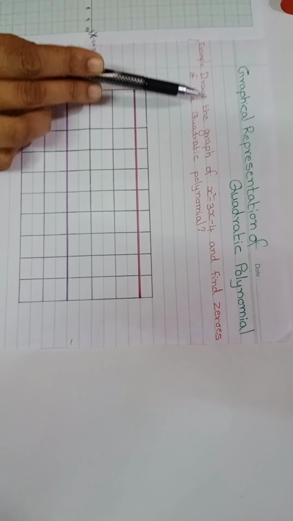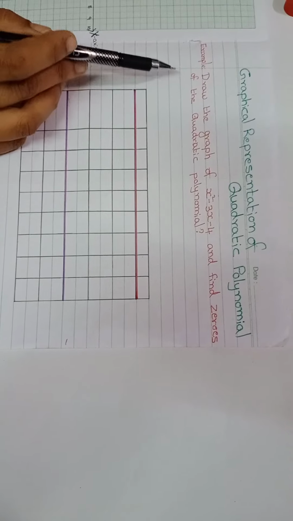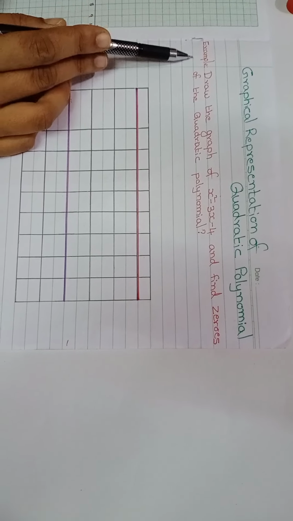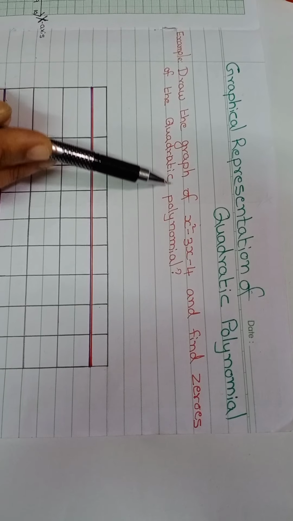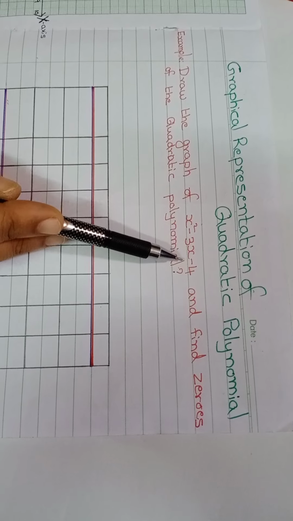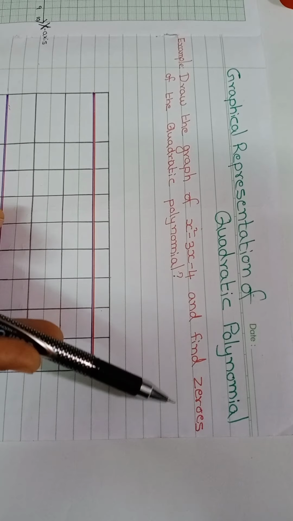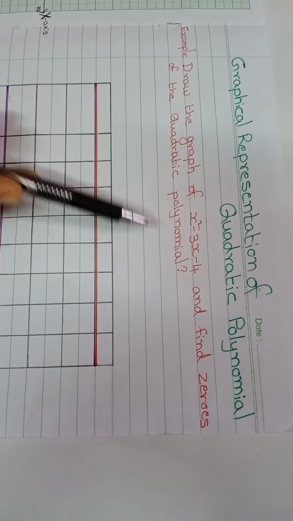Next, graphical representation of quadratic polynomial. Example. Draw the graph of y is equal to x square minus 3x minus 4 and find zeros of the polynomials.